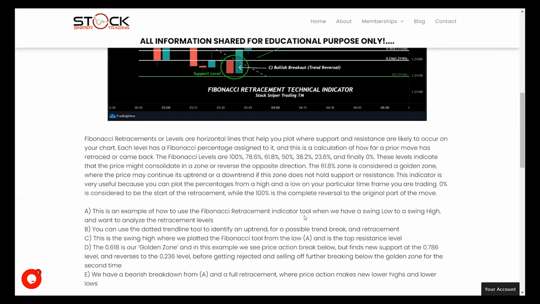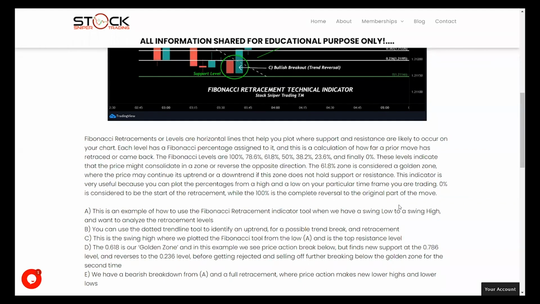The 61.8 zone is considered a golden zone. This is like the heart of consolidation, where we're either going to hold this level and we're going to continue with the uptrend, or we're going to break down and then it's going to be a reversal. Where the price may continue its uptrend or a downtrend if the zone does not hold support or resistance at this golden zone, okay?